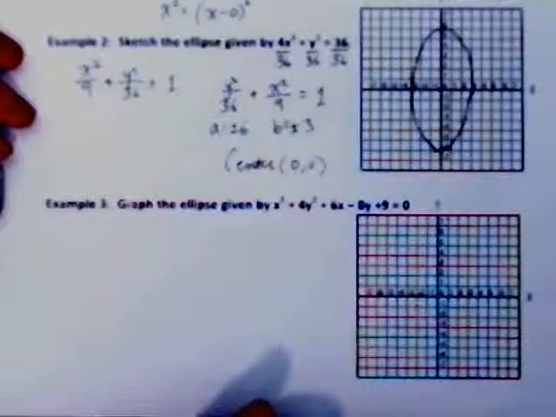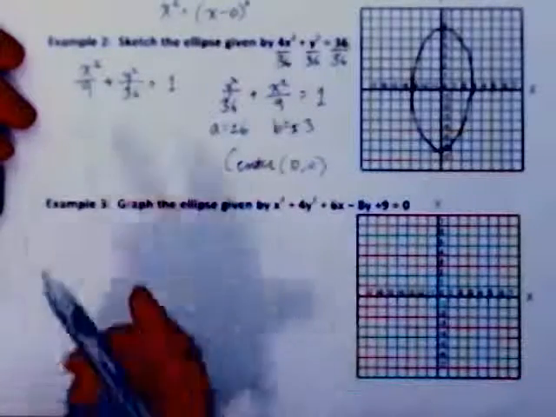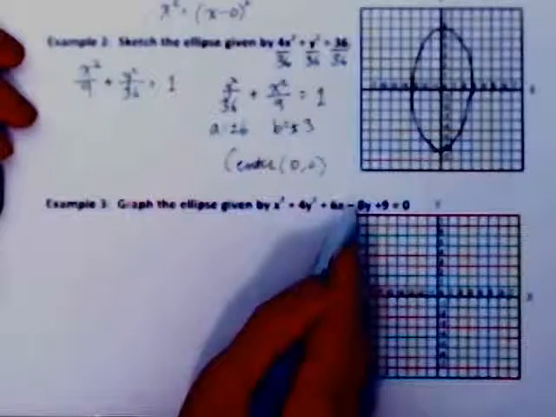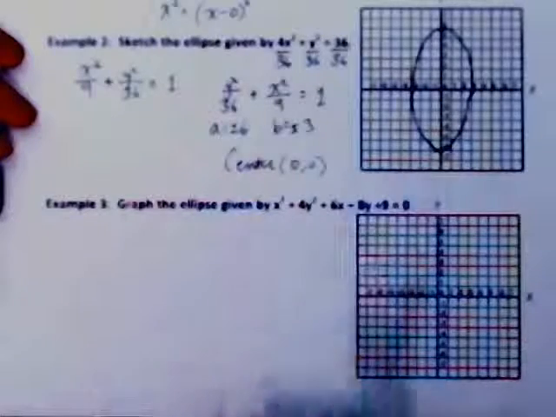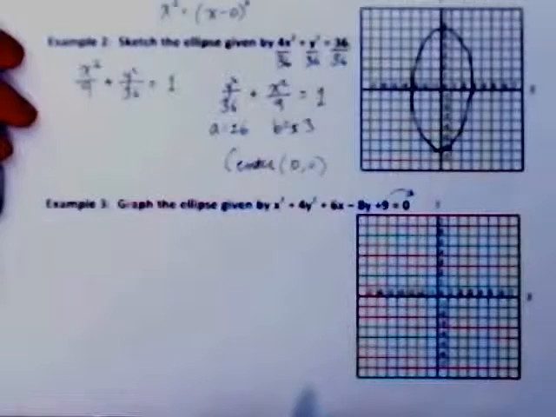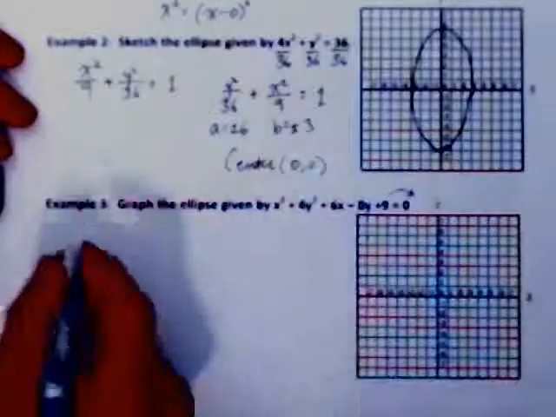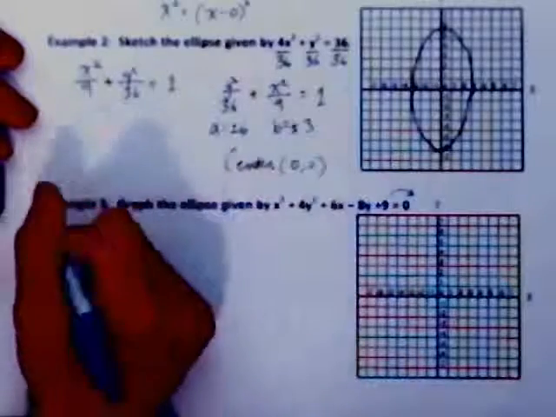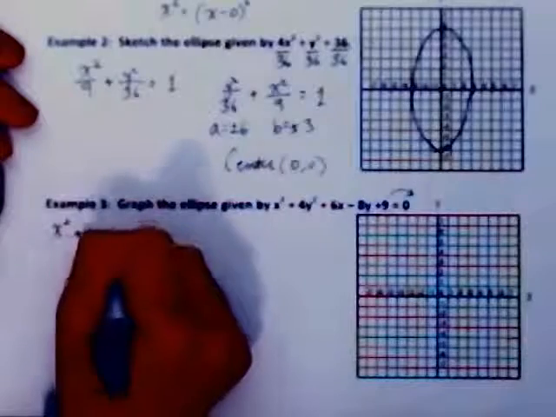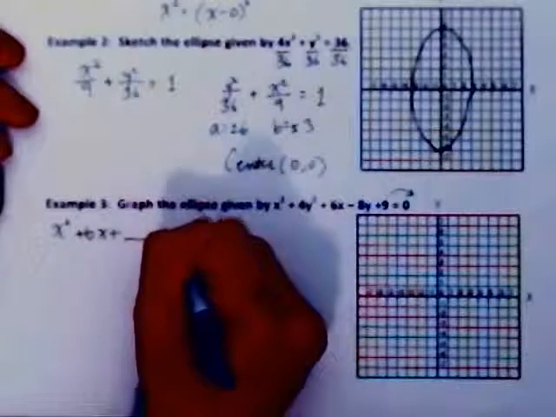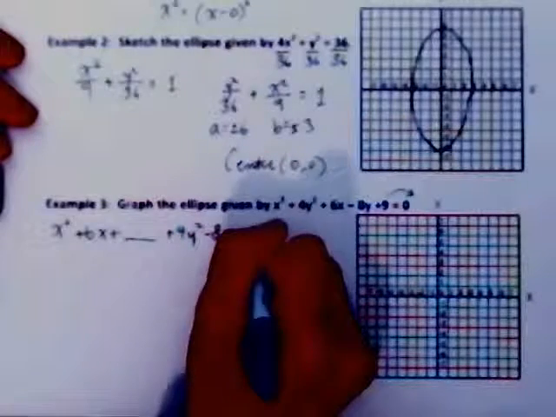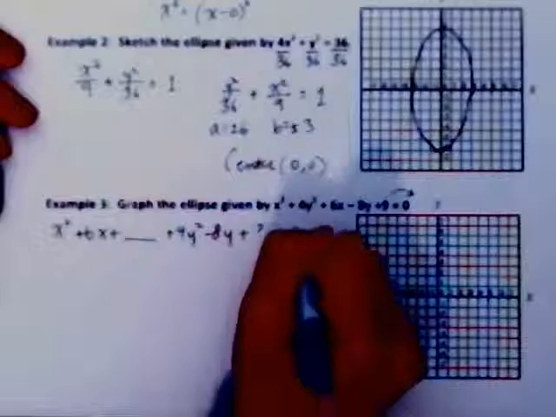Example number 4 should be a little bit easier. Let's rewrite the equation: x squared plus 4y squared plus 6x minus 8y plus 9 equals 0. First thing we do, just like parabolas and circles, is move the constant to the right side and regroup the x's and y's. So it would be x squared plus 6x, and we're going to complete the square on this one, plus 4y squared minus 8y plus something is equal to 9.